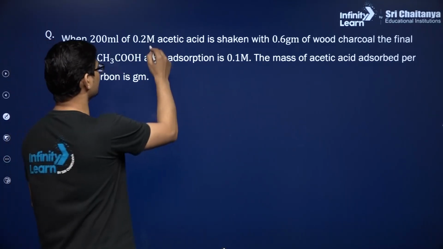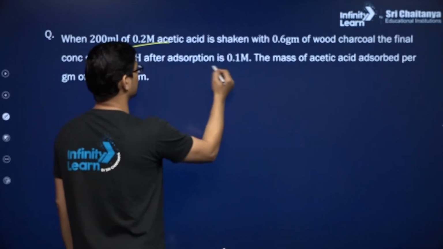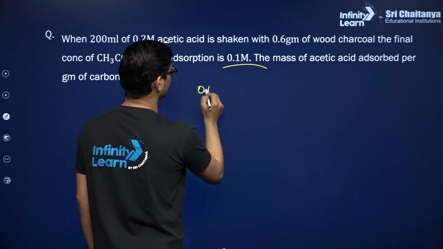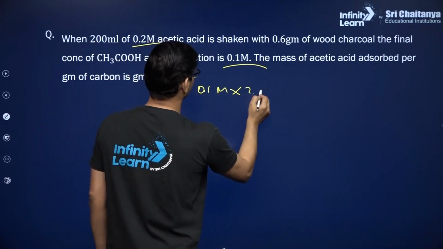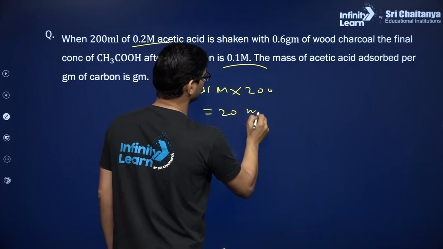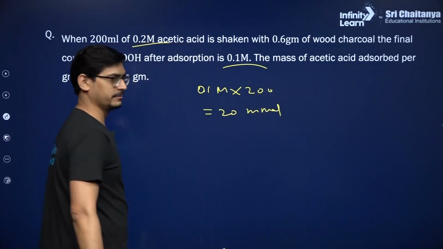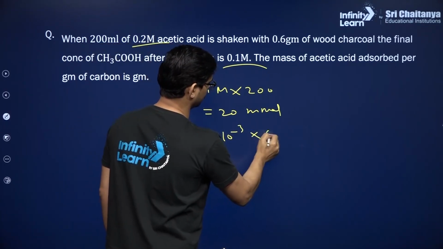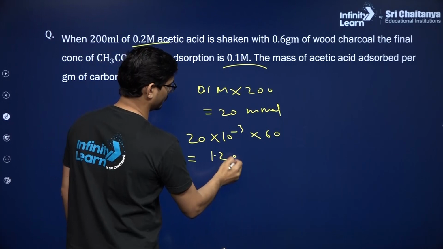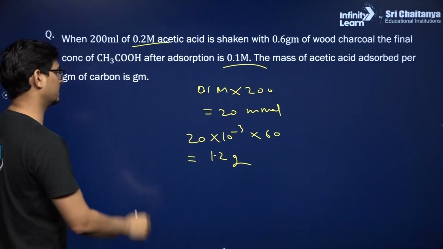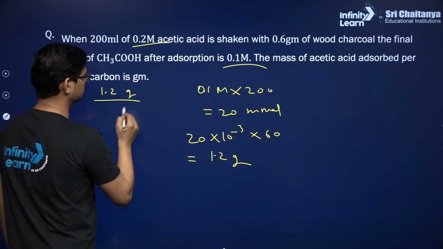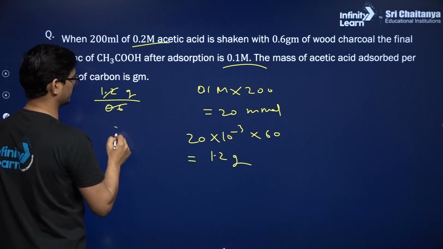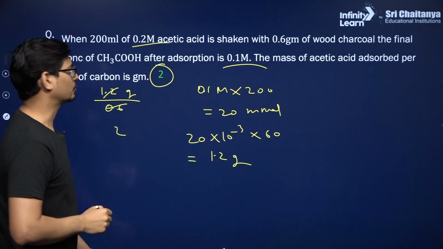Here acetic acid initial concentration is 0.2, after adsorption it is 0.1, so what is the change? 0.1 molar, right, multiplied by volume, so this is 20 millimole of acetic acid had been adsorbed, which is this, right, 1.2 gram. Now the mass of acetic acid adsorbed per gram of carbon is, that is 2. So the correct answer is 2.